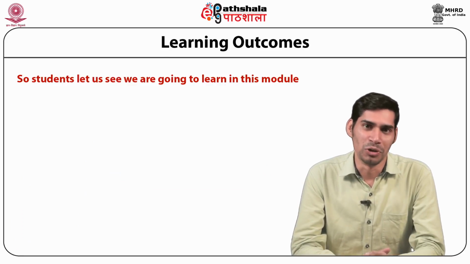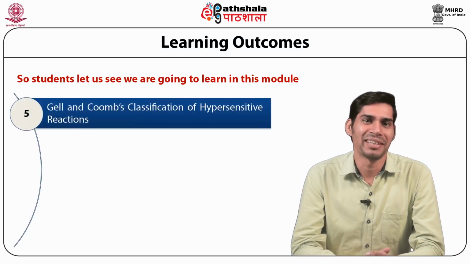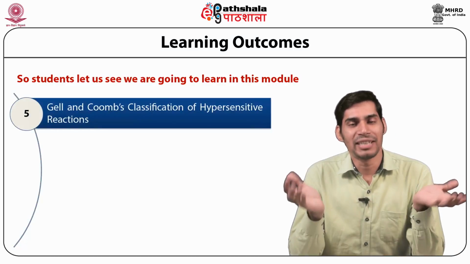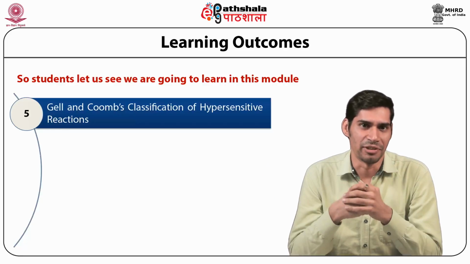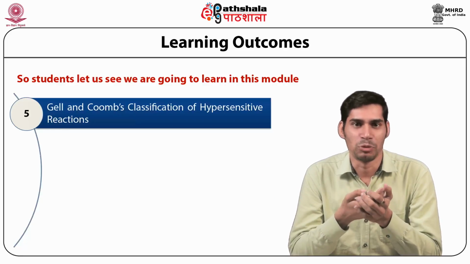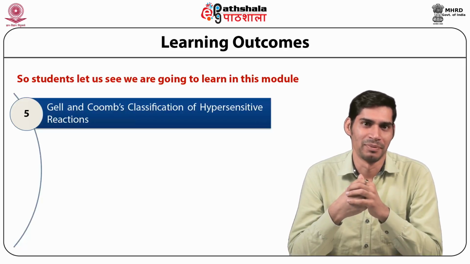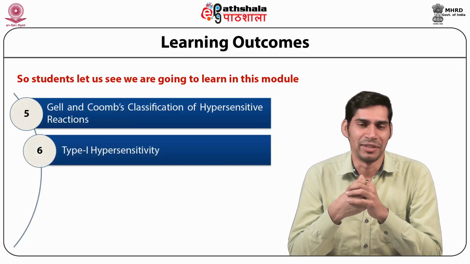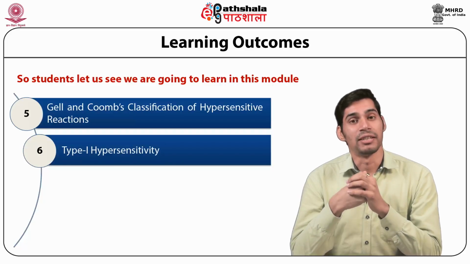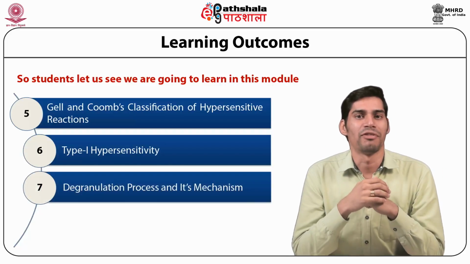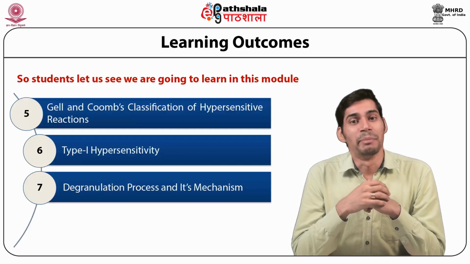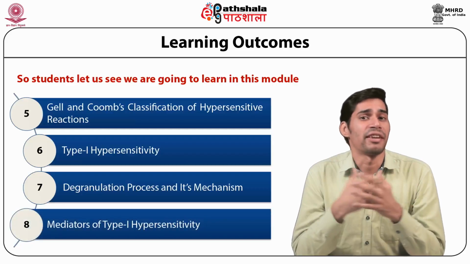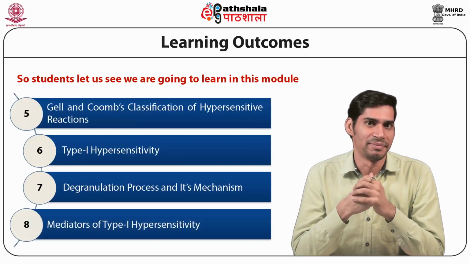Followed by that, we'll move on to the classification as given by Gell and Coombs, where we classified all types of hypersensitive reactions in 4 basic categories as type 1, type 2, type 3 and type 4. We'll start with type 1 hypersensitivity in this module, where we'll see the degranulation process of mast cells and the basophils. What are the mechanisms of the degranulations? We'll see what the mediator molecules are which actually cause the effect of type 1 hypersensitivity.